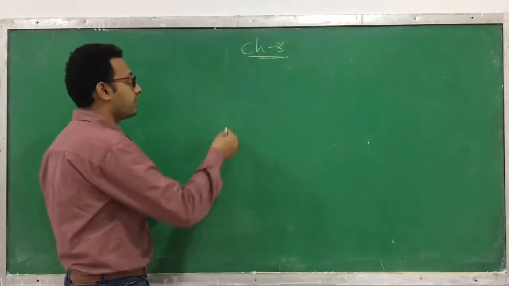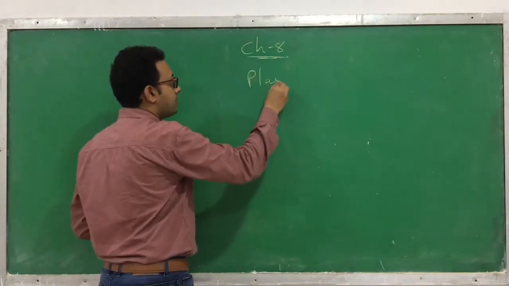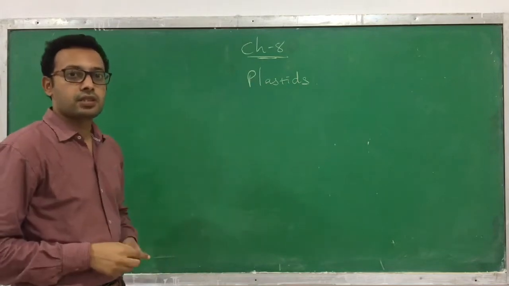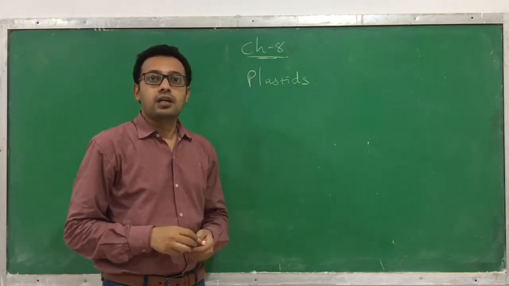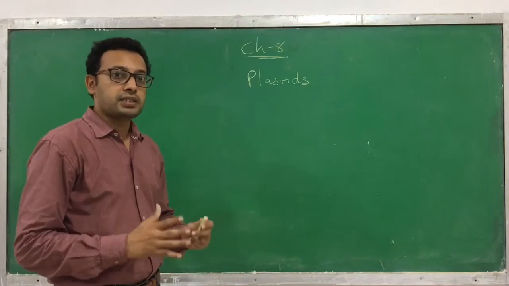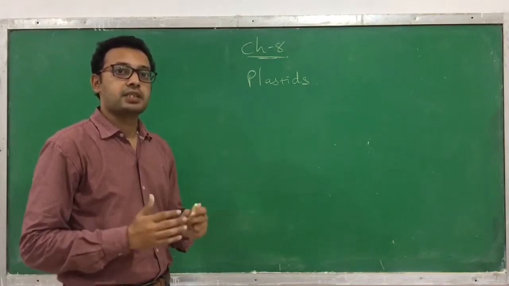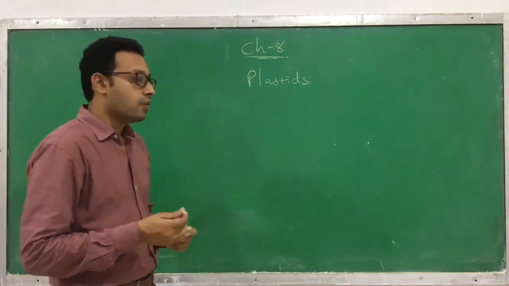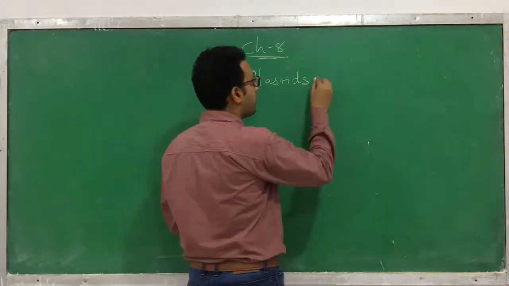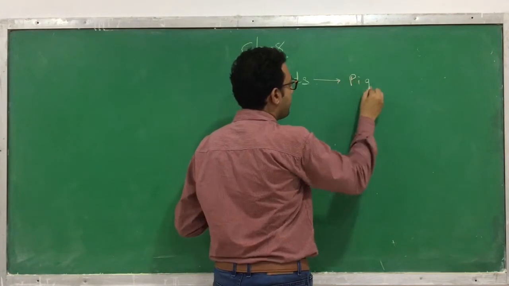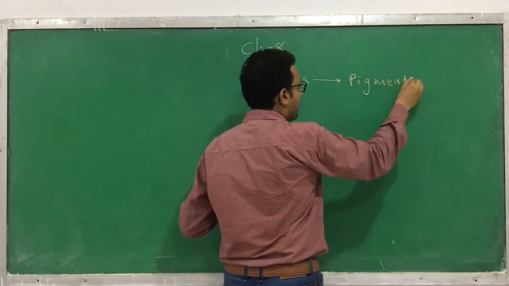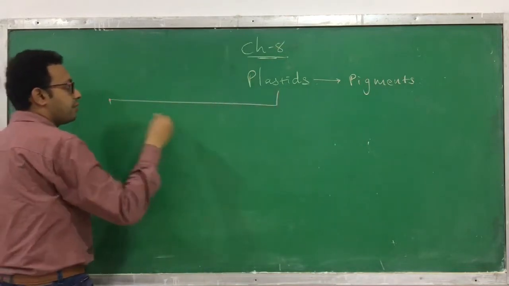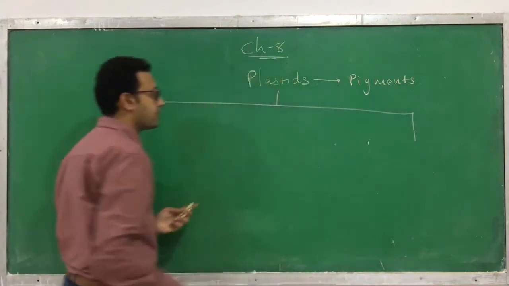So you already know that these plastids are present in plants and euglenoids. They are absent in an animal cell. I again repeat, these plastids are present in plants and euglenoids, but absent in animal cells. What does this plastid contain? It contains pigments. And based on the type of pigment they have, these plastids can be further classified into three types.